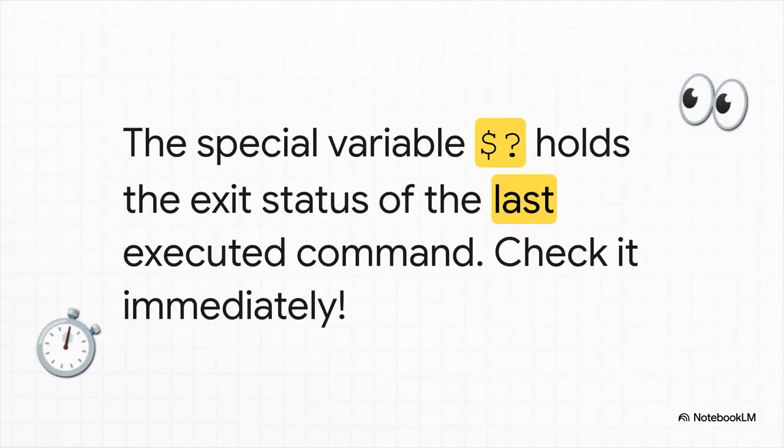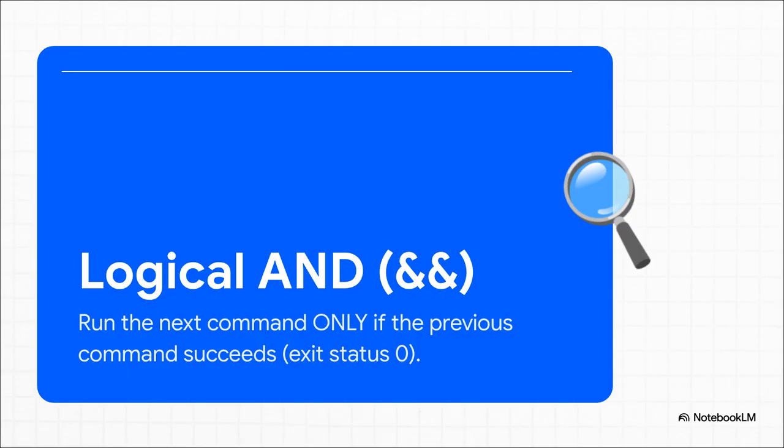So how do you see this magic number? You use this special variable, $?. But here's the catch, and listen up, because this is a big one. You have to check it immediately after your command finishes. The very next thing you type, even a simple ls, will overwrite that value. So if you need to know if something worked, you check $? right away.